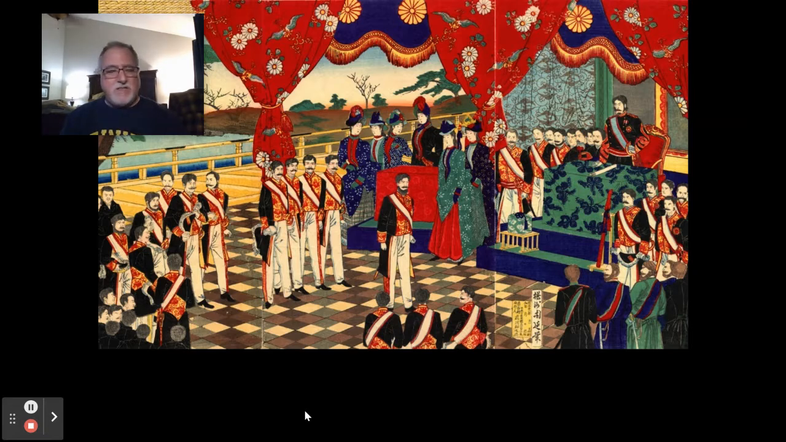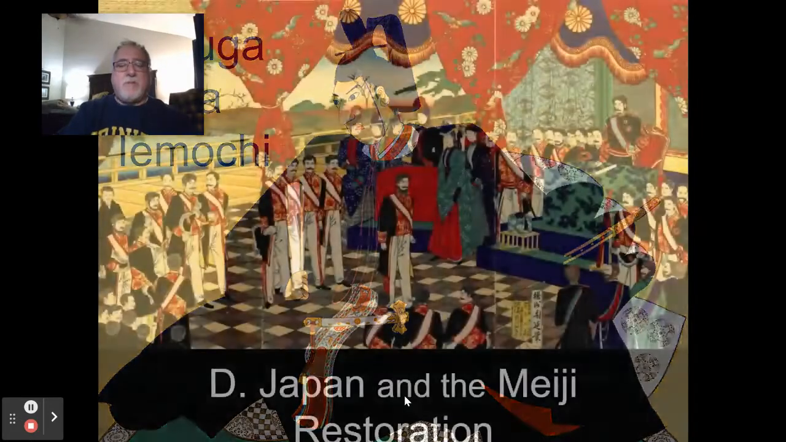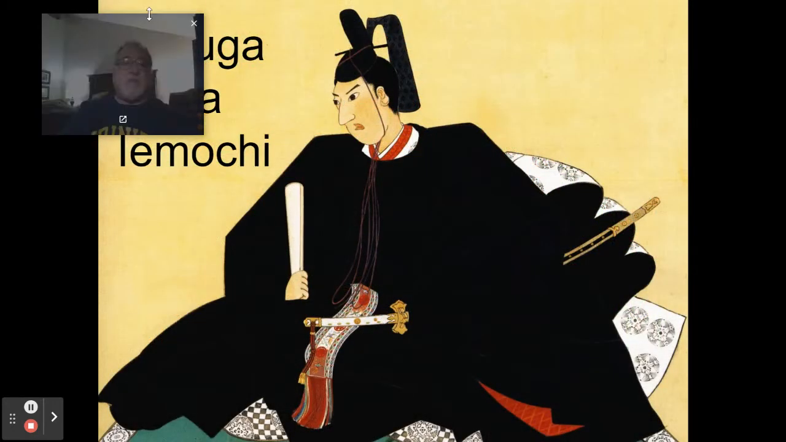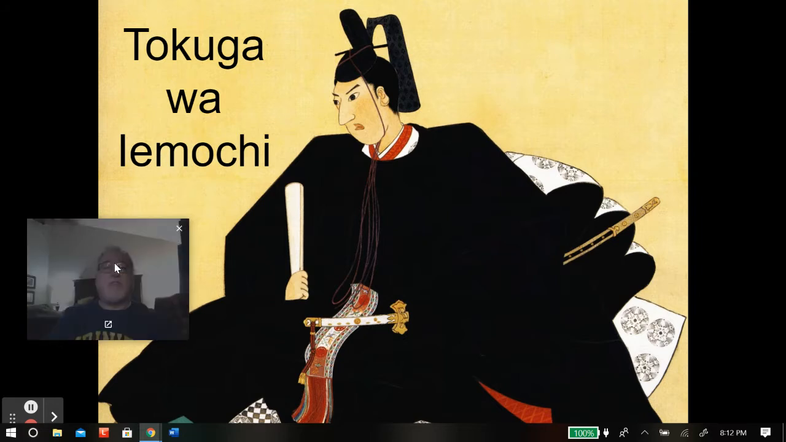So, before we move on into the next unit, which is all about conflict, let's have our little final piece of stage set, and we'll begin with Japan and the Meiji Restoration. This is the Tokugawa Iemochi, the current shogun, sort of ruling figure in Japan at this time, at the dawn of the Meiji Restoration and the rise of the Meiji in Japan.